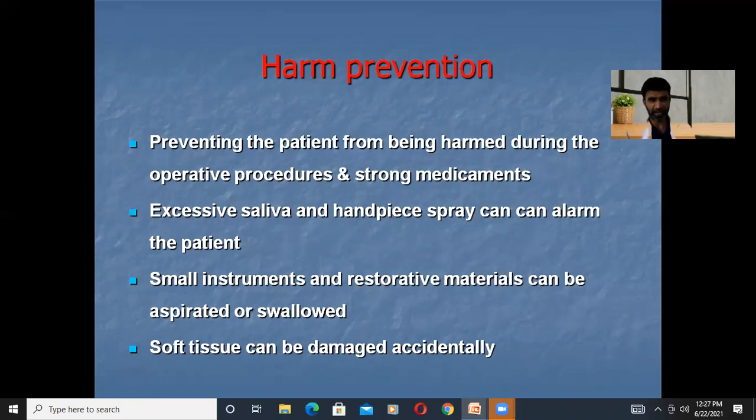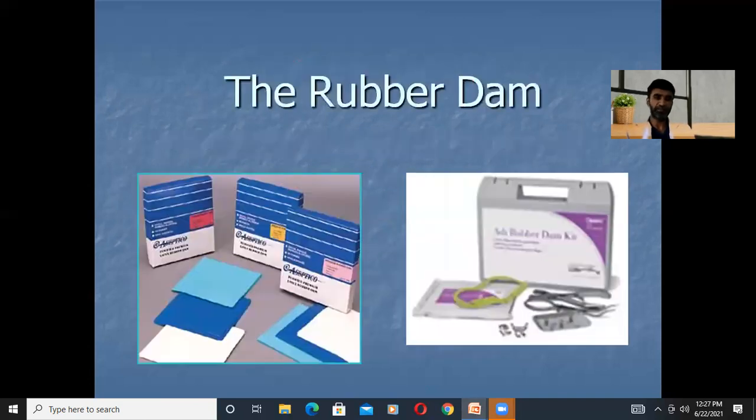Excessive saliva and handpiece spray can alarm the patient. Small instruments and restorative materials can be aspirated or swallowed. Soft tissue can be damaged accidentally. So these are things that can damage the adjacent tissue. To prevent harm, we should provide isolation.